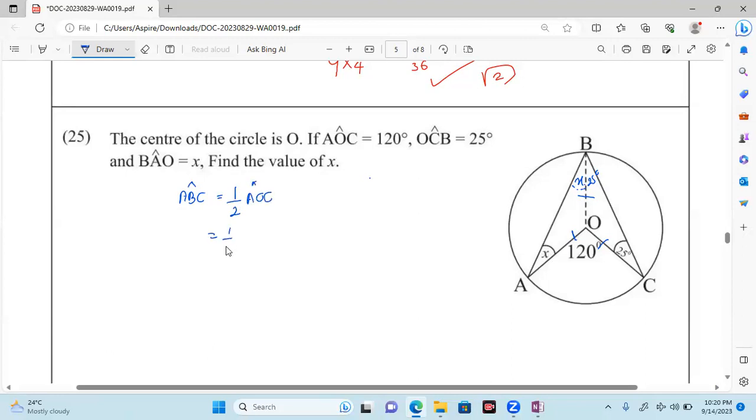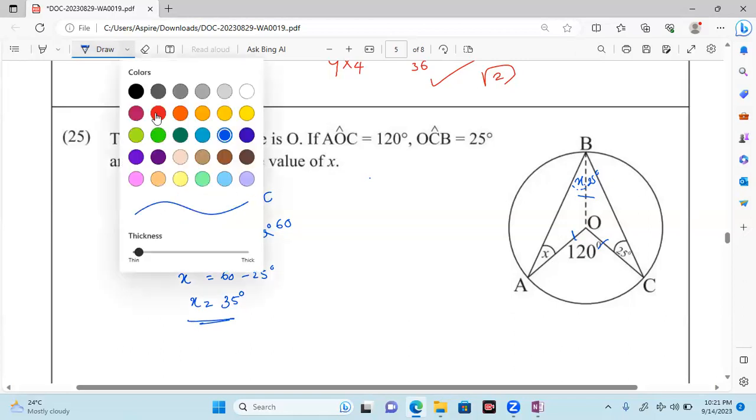Then AOC is what? It is 120. ABC is now X plus 25, okay? X plus 25 equals 120 divided by 2, which is 60. Then X equals 60 subtract 25. X equals 35. Okay, then if you have got this, you are given 2 marks.